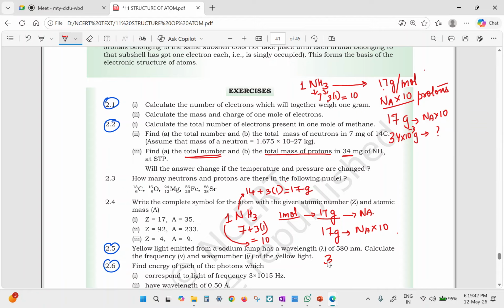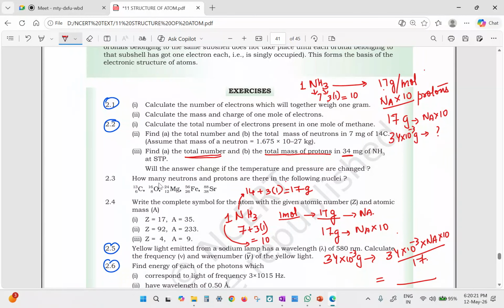If this is the relationship, then 34 milligrams, 34 into 10 to the power minus 3 grams, will have how many? Isn't it easy, children? Yes, ma'am. By 17. Then look at the mass of the proton, and multiply that to the number, that will give you the mass of the proton. Is that fine? Yes, ma'am. We are just tallying up, we have done these questions.